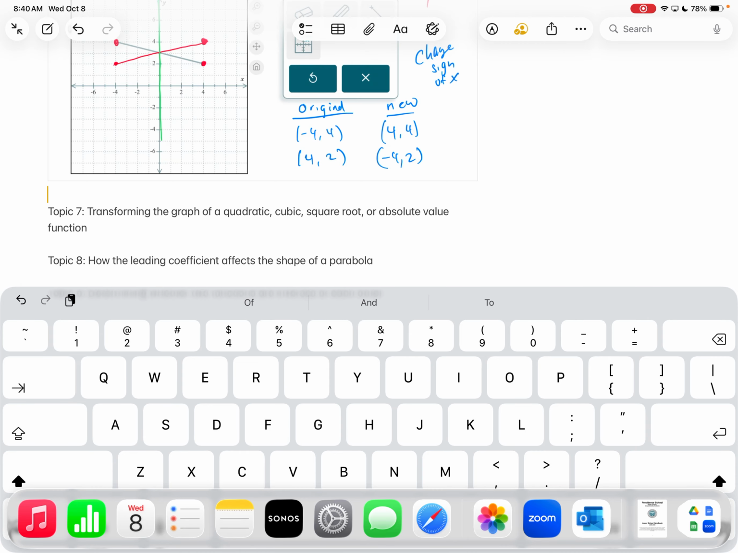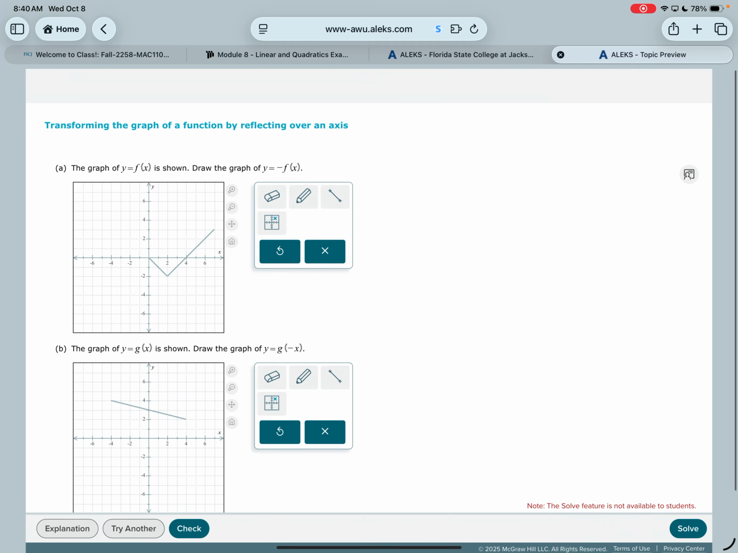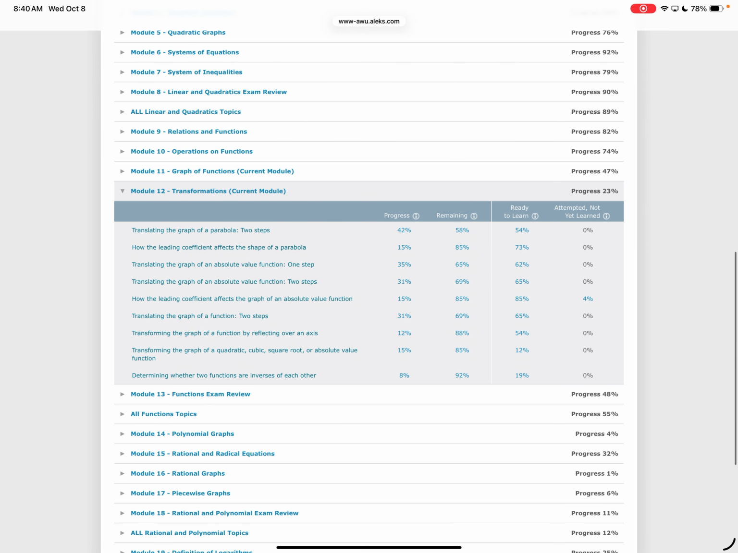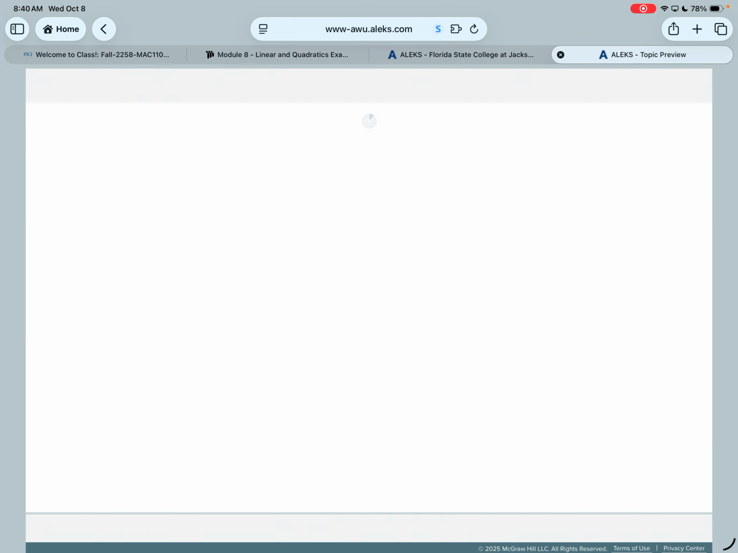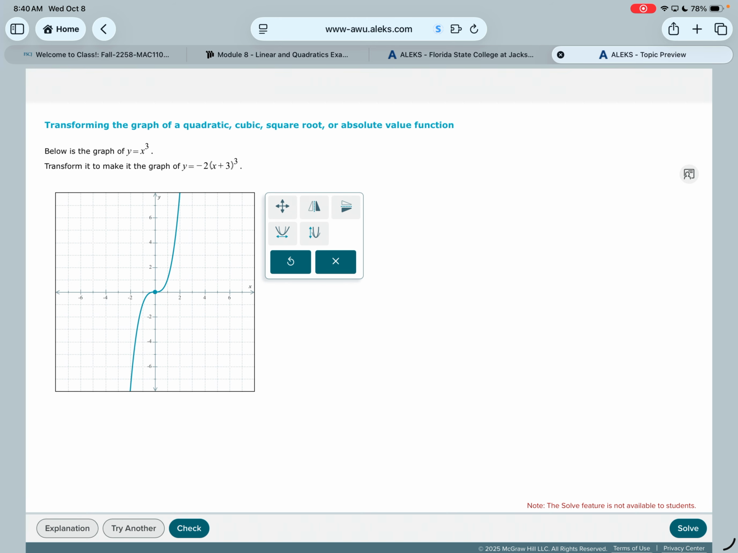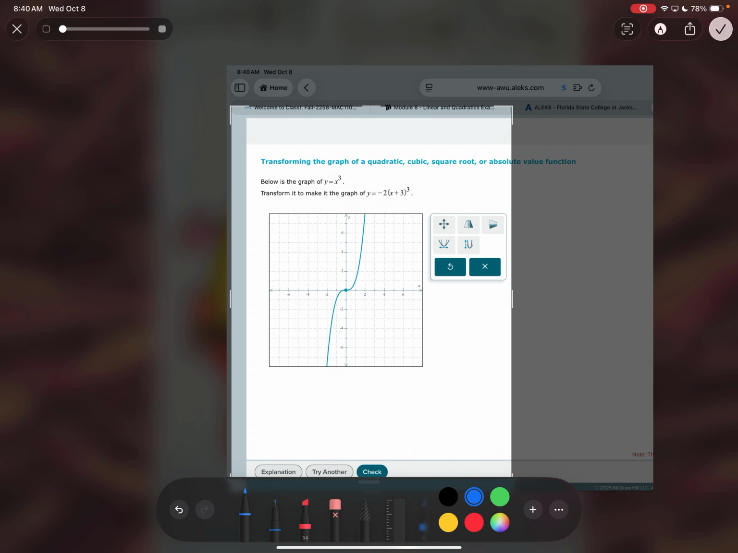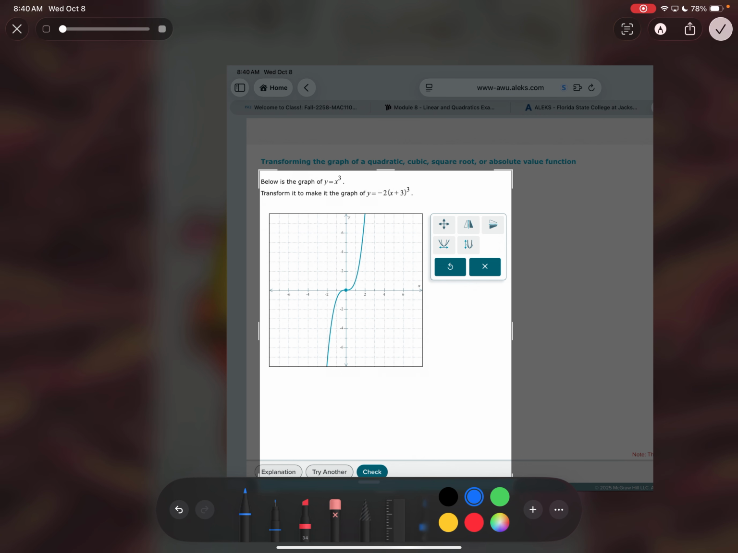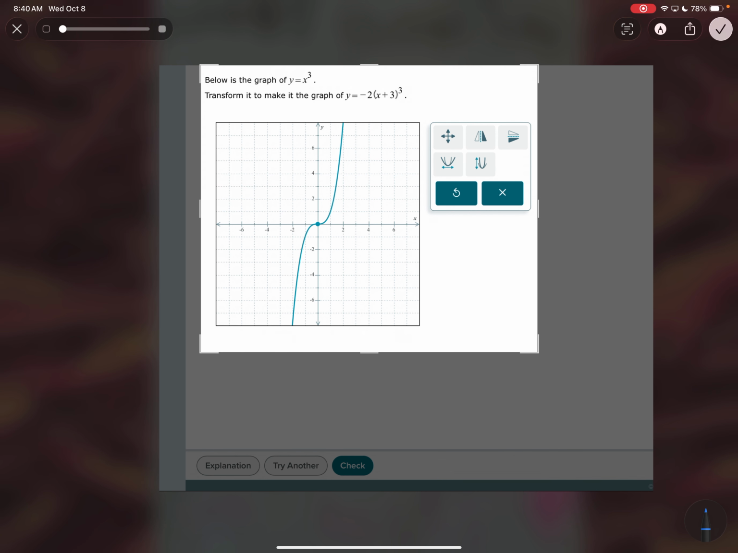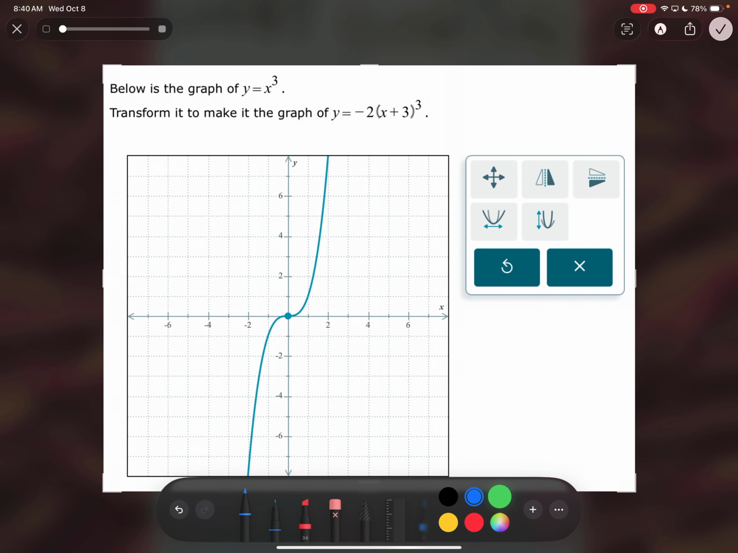Transforming quadratic, cubic. Okay, this one may be the hard one, I guess. All right, I will draw this out, but then I'll probably come back to Alex and get a better picture of it because it's a lot easier to use the computer on this. So x cubed, it does not matter if it's x cubed or x squared or square root or absolute value or whatever. You just do the same thing.